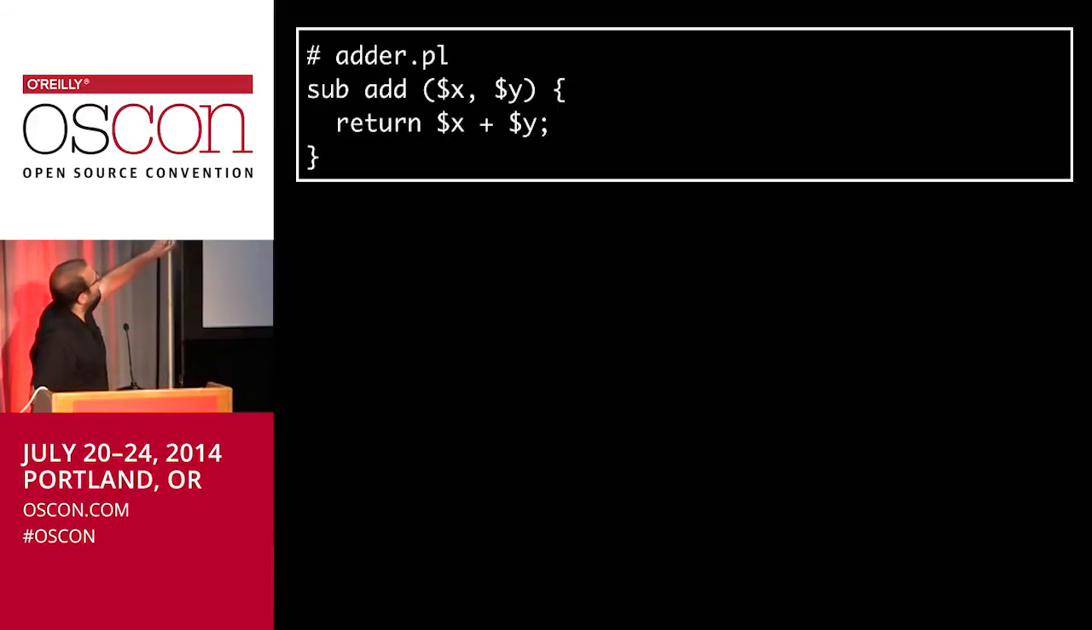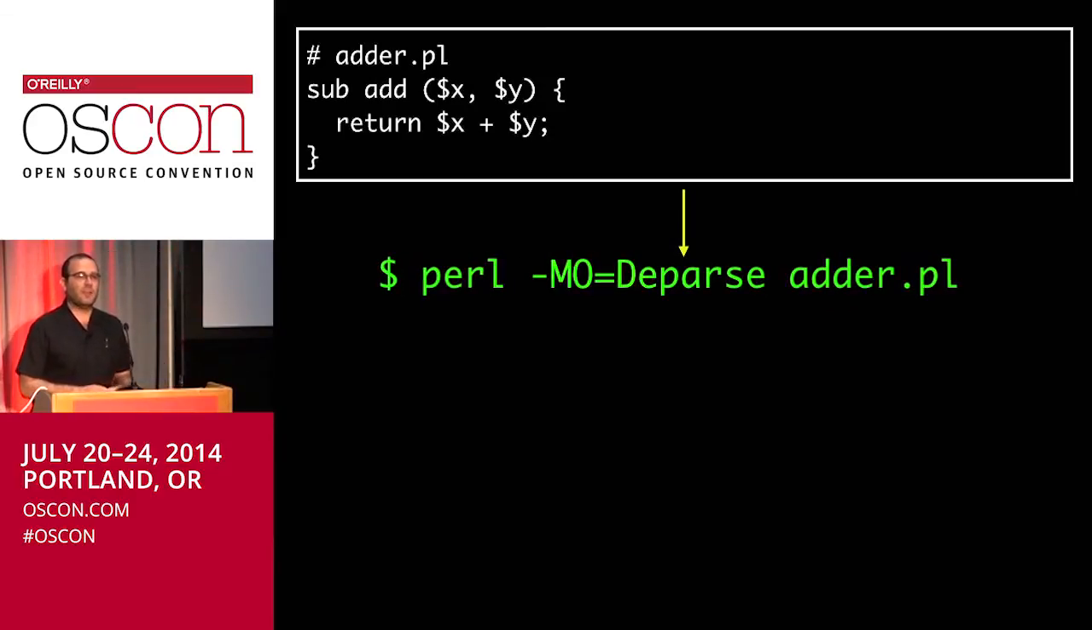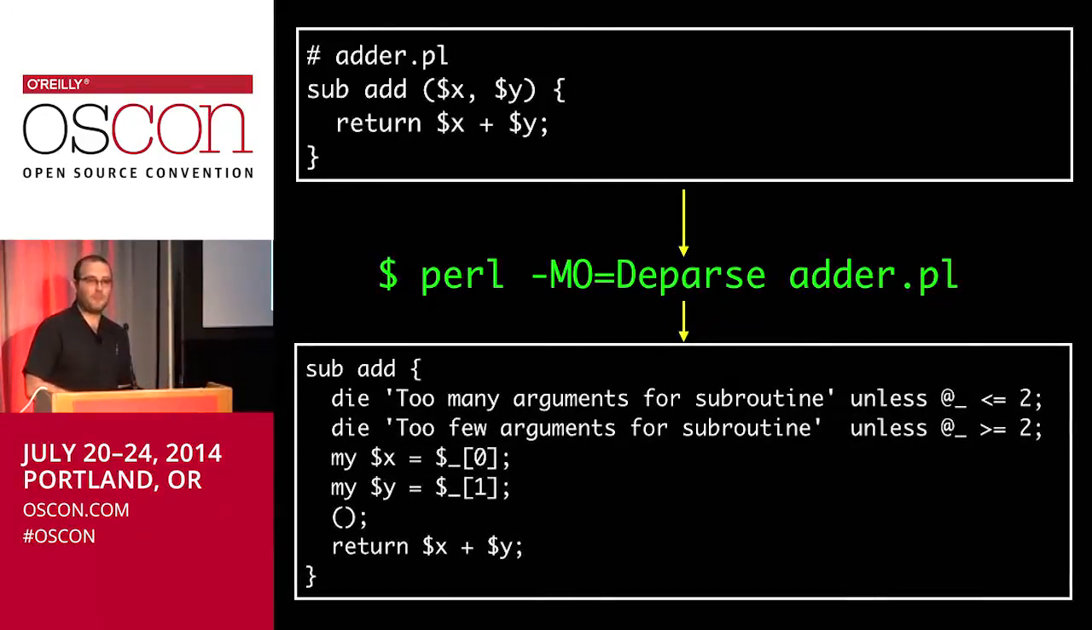So here's our program, our subroutine definition, and what we're going to do is run it like this. That invocation of Perl there, by the way, is gold. When you are confused, run that. And what Perl will spit out instead of running your program is this. This is the code into which Perl has compiled your subroutine definition.